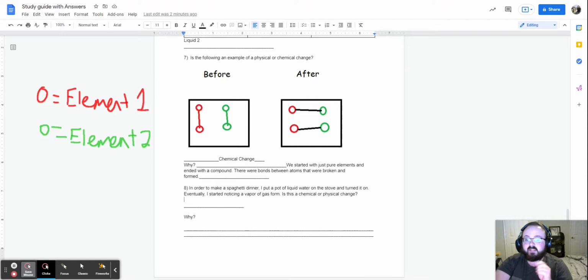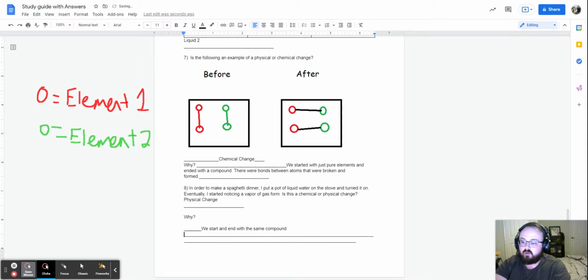Because of this, we have the same substance. We have water in the pot, and then the temperature increases, it boils, and it becomes a gas. So, before and after, it is still water. The same three atoms are connected. We have the same compound. So, because of that, it is a physical change, right? So, we start and end with the same compound of water. Only the structure changed. The structure changes when you change phase.